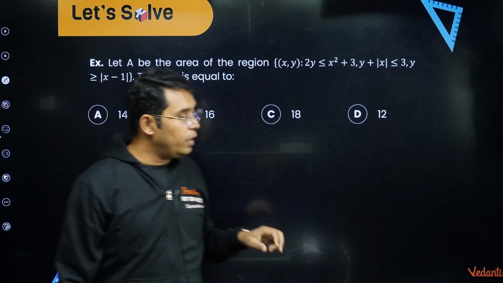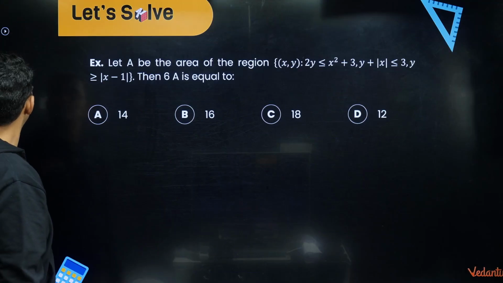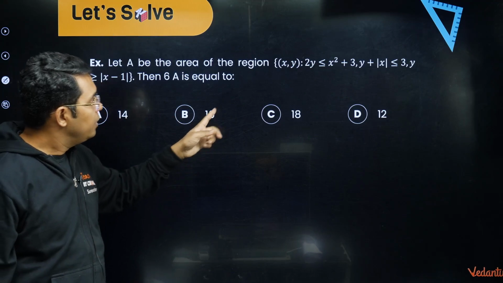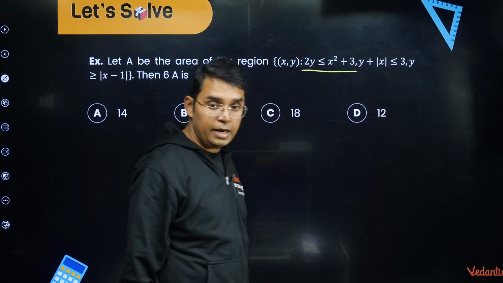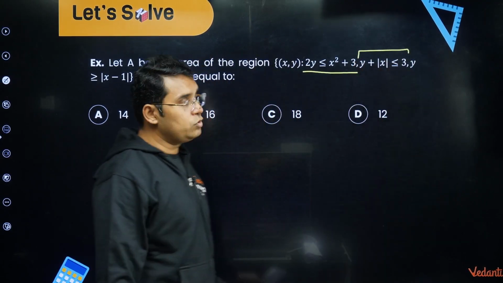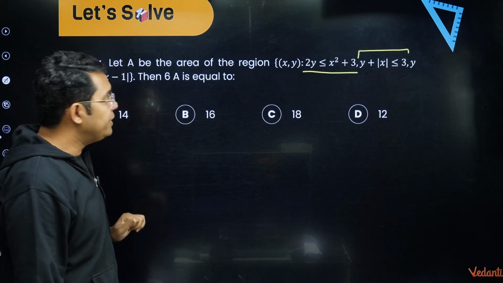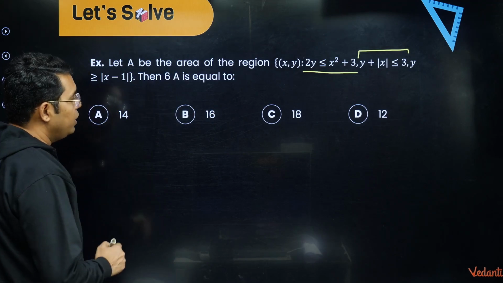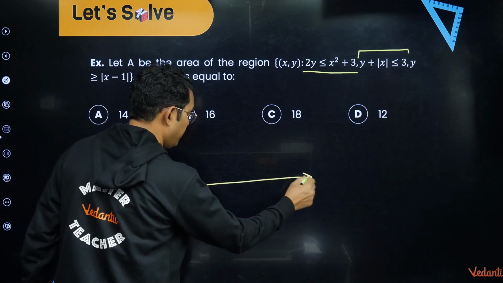Now coming to this question, let A be the area of the region bounded between first this inequation. I think this is some parabola and this is some linear thing, but there is some mod, so we have to take care of that also. And then one more mod. Okay, let's see what this figure should be. Then only we can find the integration, we can find the area actually.